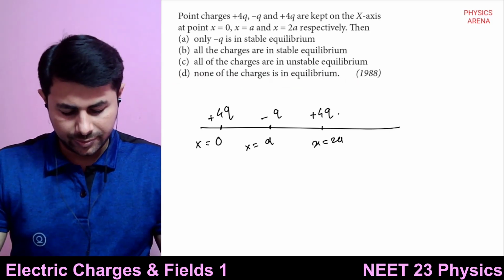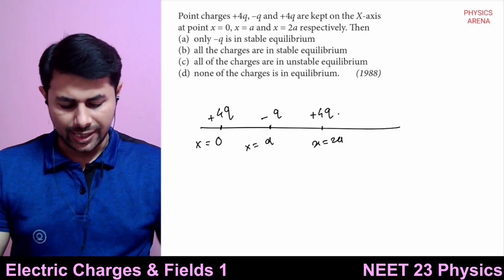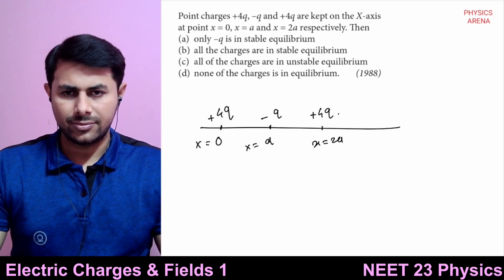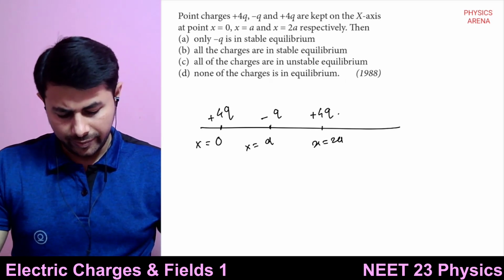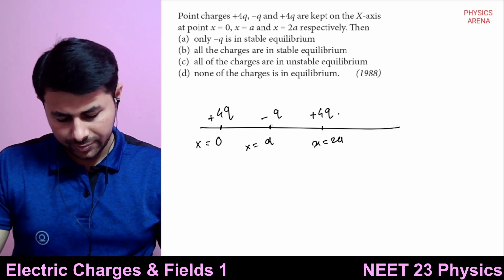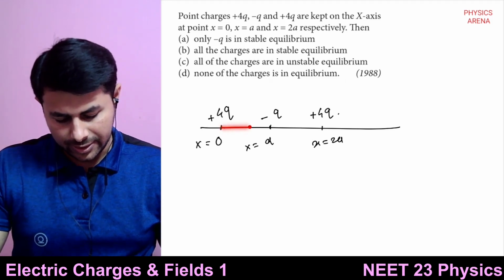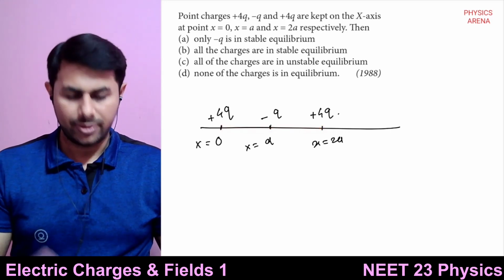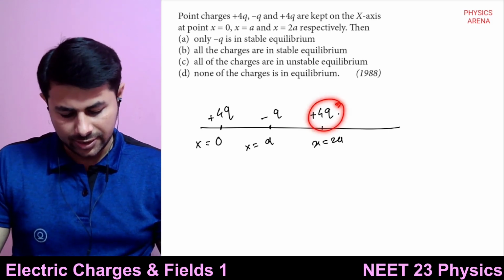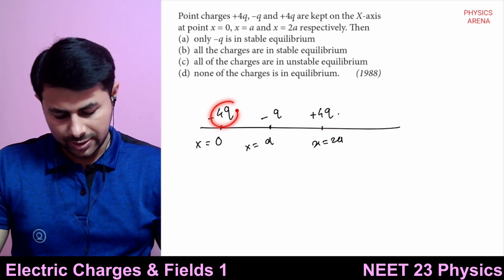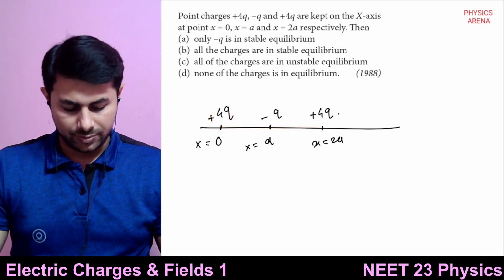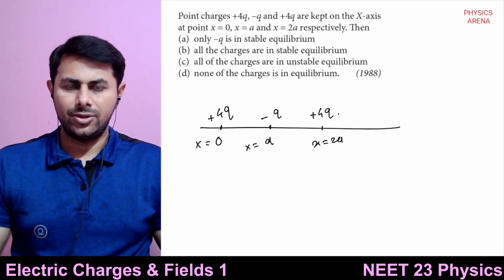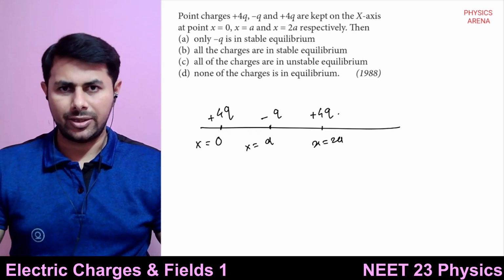So what will happen? Now let's suppose only these three charges are there and nothing else is there. So see, if we think about the force acting on plus 4q, there is an attractive force due to minus q. There is a repulsive force due to plus 4q. Okay. Similarly, on this charge, there is an attractive force due to minus q. There is a repulsive force due to this plus 4q. So net force on this charge and this charge would be repulsive. So they will be pushed away, right?